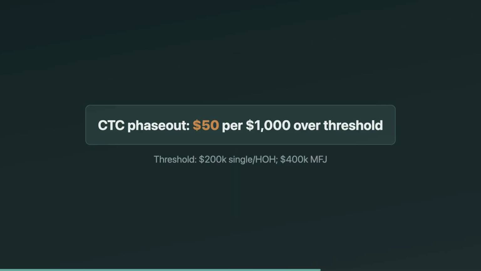Phaseouts are mechanical, so test writers love them. The phaseout starts at $200,000 of AGI for most filers and $400,000 for joint returns. Once you're over the threshold, the credit drops by $50 for each $1,000 of AGI over the limit. Translation: take the excess AGI, divide by 1,000, round up to the next whole number, then multiply by $50.